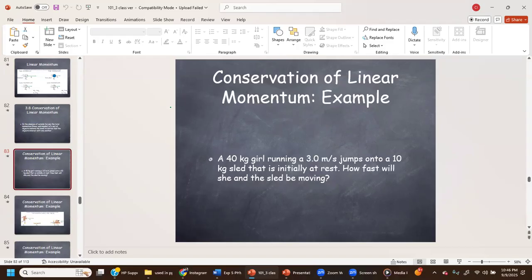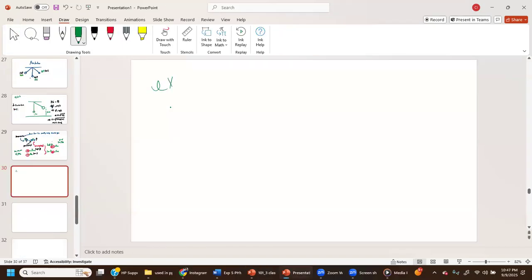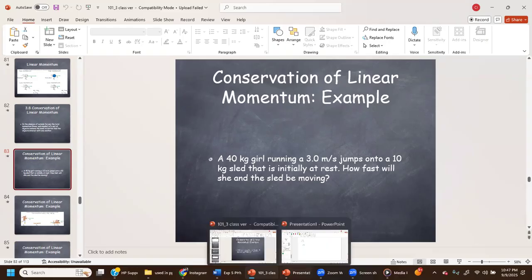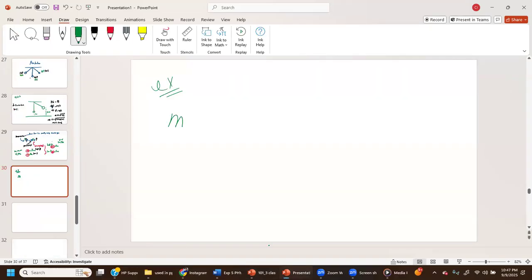So let's say this is our little example. A 40 kilogram girl running at 3 meters per second jumps on a 10 kilogram sled that's initially at rest. How fast will she and the sled be moving?